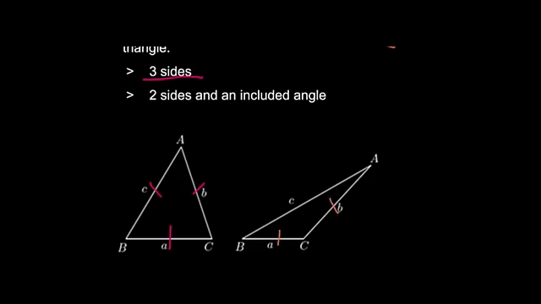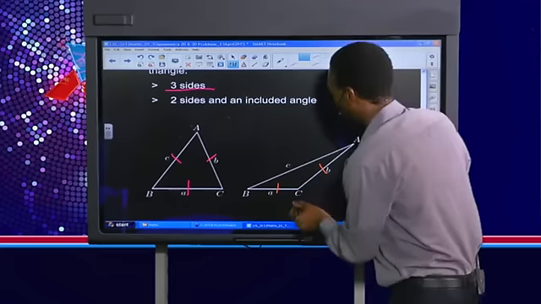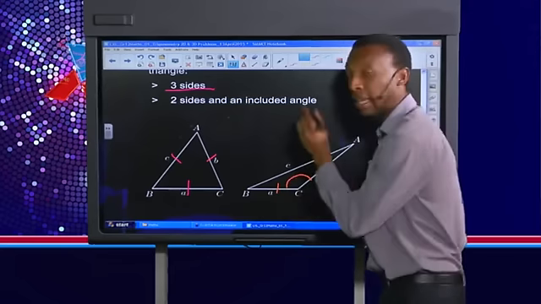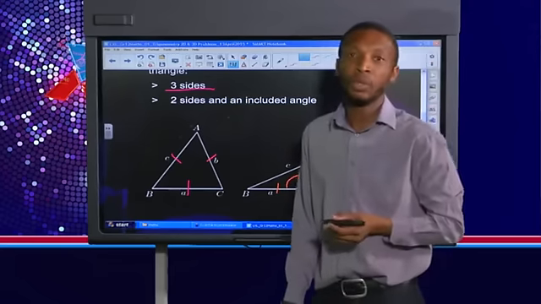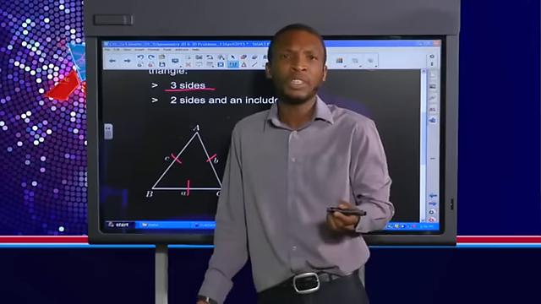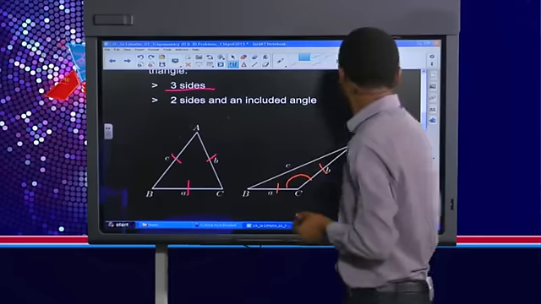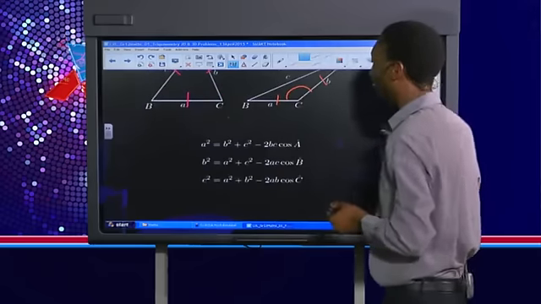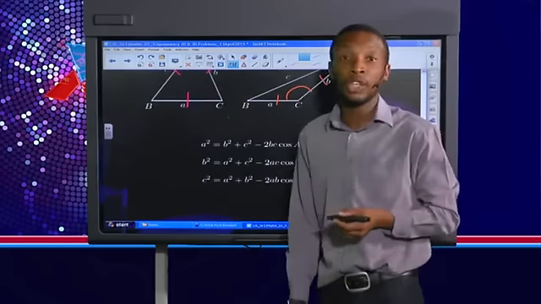And an included angle would be an angle in between the 2 sides. That means we can use the cosine rule. We can learn that like a parrot if you want to. Why not? Right. Okay, and those are the 3 versions of the rule.